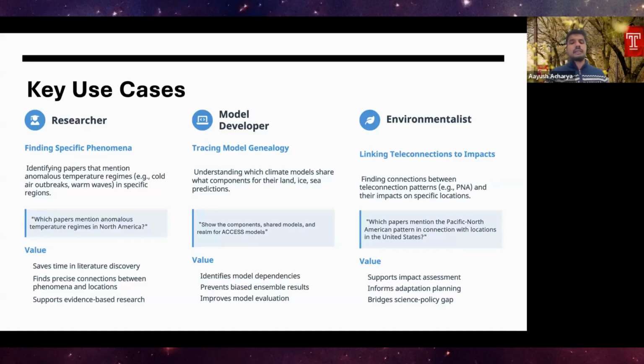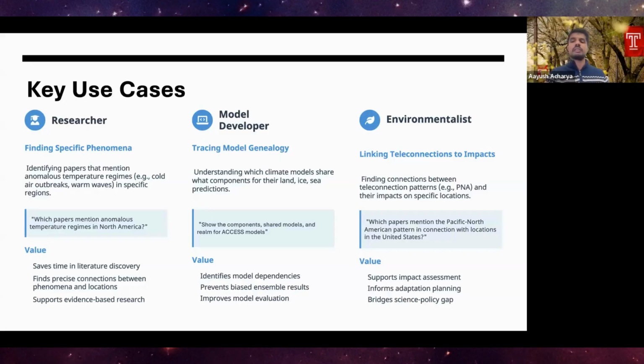So, what about a model developer? A person tracing model genealogy can just see which components are shared between models, and the realm for ACCESS models. A lot of the models share a particular component. So, say some ACCESS models, ACCESS-CM2 and ACCESS-CSM 1.5, share ACCESS-OM2, which is the oceanic component. This is something that you can visualize pretty clearly in our knowledge graph, and it helps someone developing a model to trace the genealogy of climate models.